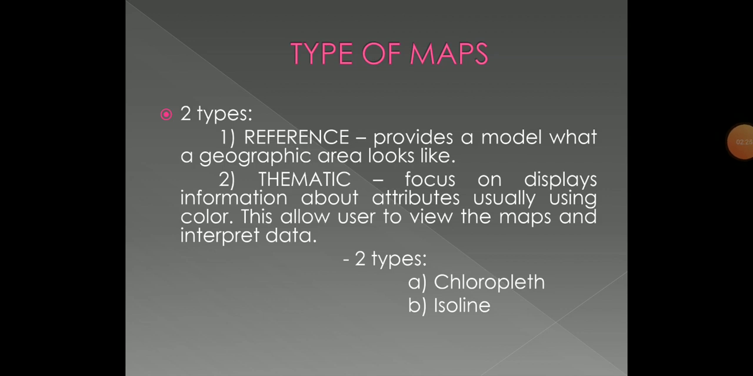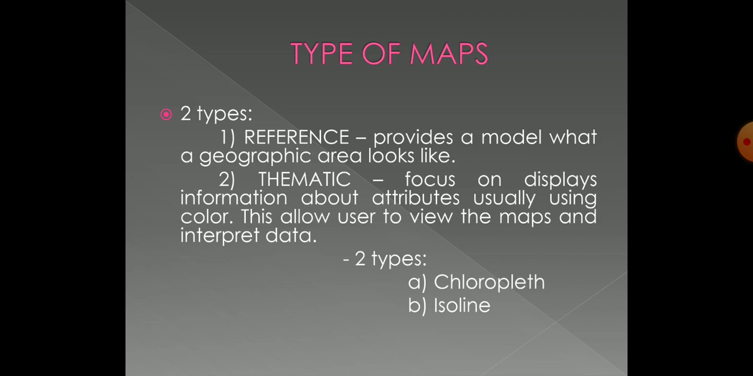And then the last subtopic, which is types of maps. Most maps can be divided into two types, reference and thematic. A reference map provides a model of what a geographic area looks like. For example, roads, streams, and cities diagrammed on this type of map are meant to be a reference for finding your way to some feature. The information provided includes road identification, names of the rivers and cities, maybe even population.